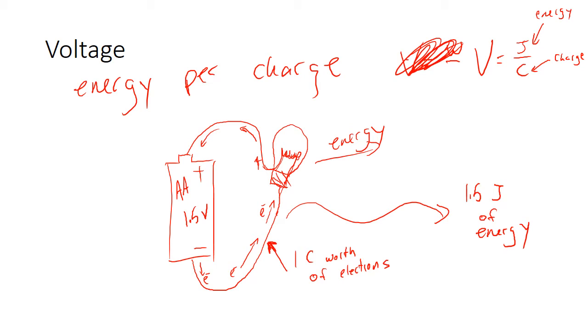It doesn't care how many electrons you have. If I have a wimpy mystery battery here that's only got 0.1 volts, but I have more electrons running through it, I can give off the same amount of energy. It just takes more electrons to do it because there's less energy in each electron. So that's what voltage is.